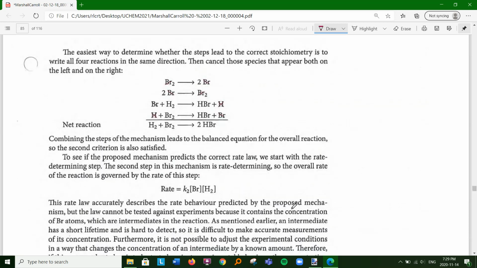So I hope we're going to annotate. There we go. Let's write all of them going in the same direction and then see what happens. So Br2 goes to form 2Br. 2Br goes back to form Br2. Br plus H2 goes to HBr plus H. H plus Br2 goes to HBr plus Br. So if I did an RPIC chart here, my reactants are hydrogen and bromine. My products are HBr. My intermediates are Br and H. I don't have any catalyst here. We shall get to catalyst in a second.